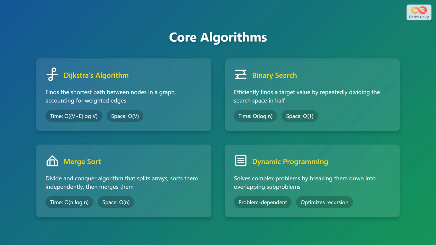Space complexity is O(1). Third, merge sort, which is a divide and conquer algorithm that splits arrays, sorts them independently, then merges them. The time complexity is O(n log n). Space complexity is O(n). Fourth, dynamic programming, which solves complex problems by breaking them down into overlapping subproblems. It is problem-dependent and optimizes recursion.